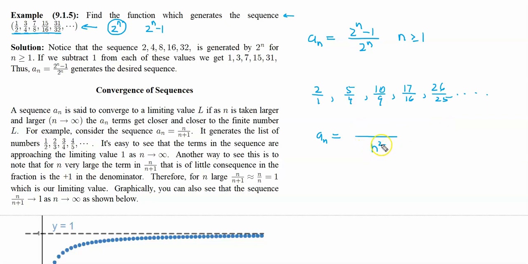Right, if I put 1 in for n, I get 1. If we put 2 in, 2 squared is 4, 3 squared is 9, 4 squared is 16, 5 squared is 25, and so on. And then we see the numerator is just 1 plus whatever's in the denominator. So this is going to be n squared plus 1. And there's our function that generates this sequence of numbers.